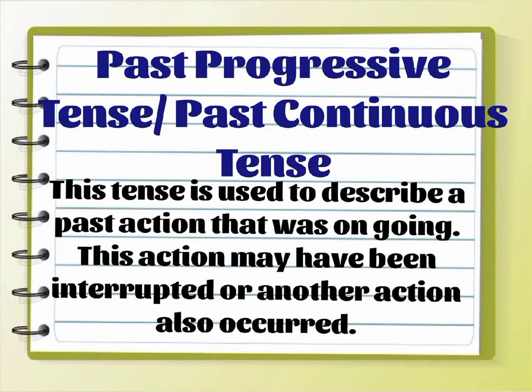Then for the second statement, may have been interrupted or another action also occurred. So may dalawang past na action na nag-interrupt to each other. Maybe we can able to join two action in one sentence kay past continuous tense. Pero both of them po is in the past. So maybe nang ginawa mo yung action na yun, may another past na action na nag-interrupt sa'yo. So yan si past continuous tense.